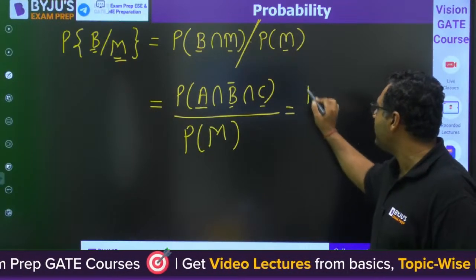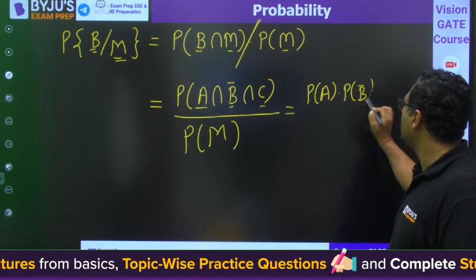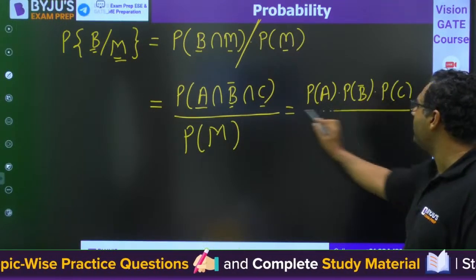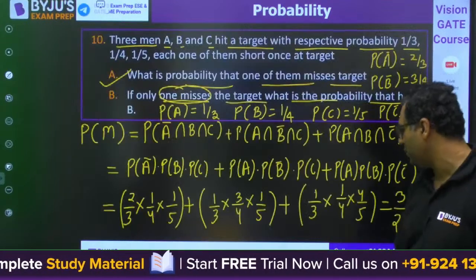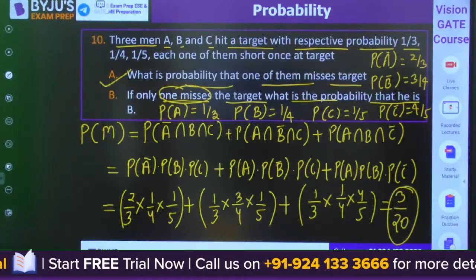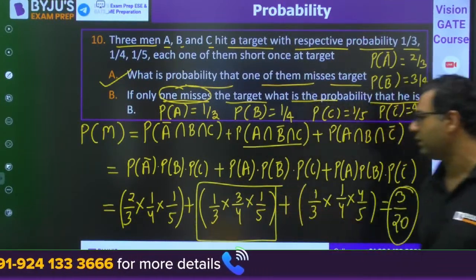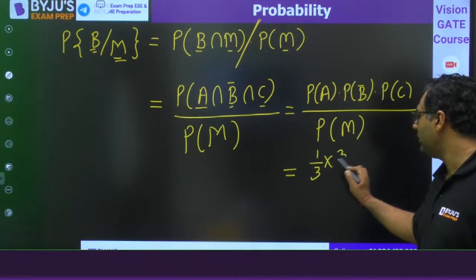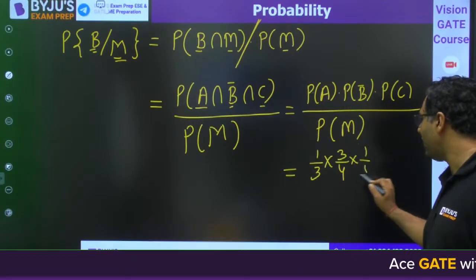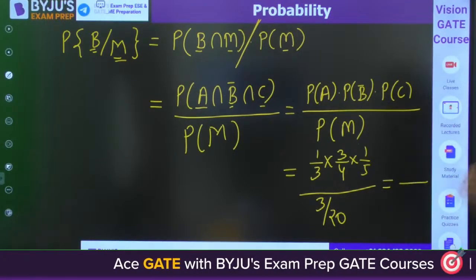A, B, C are independent events. P of A, P of B bar, P of C. This is from total probability. P of M we have just calculated. This is P of M. And what is the probability of A, B bar, C? This is the numerator. We will write 1 by 3, 3 by 4, 1 by 5 divided by 3 by 20. This will be your answer.